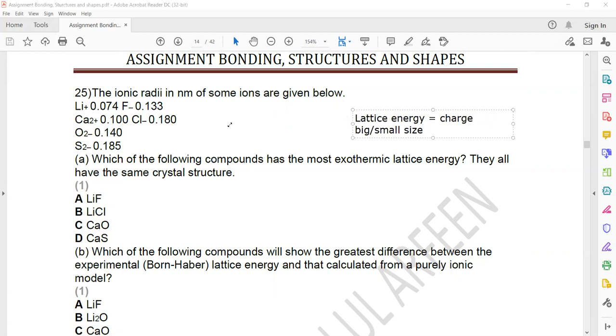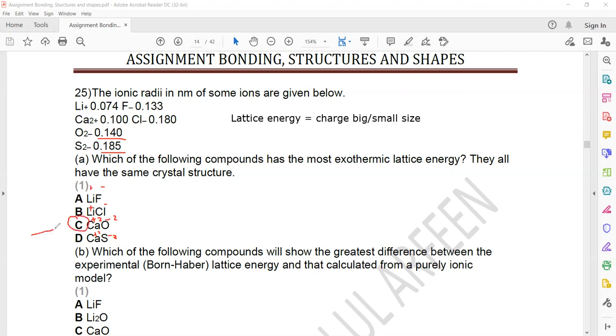So when we compare, the charge should be big. Lithium fluoride, so plus 1 minus 1, lithium chloride plus 1 minus 1, calcium oxide plus 2 minus 2, and calcium sulfide plus 2 minus 2. So it shows that either calcium oxide or calcium sulfide will be there. And the size should be small. So calcium is the same, when we compare oxygen with sulfur, oxygen is smaller in size, that's why C is the right answer for 25A. Is it clear?